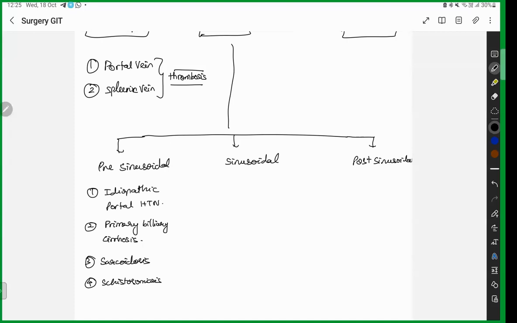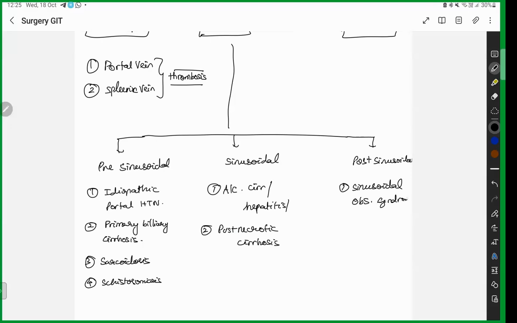Number 4, sarcoidosis. What are the causes of the sinusoidal? Number 1, alcoholic cirrhosis, alcoholic hepatitis, post-necrotic cirrhosis. And number 4, you're going to have post-sinusoidal. What comes in post-sinusoidal? Sinusoidal obstruction syndrome. So these are the various causes.